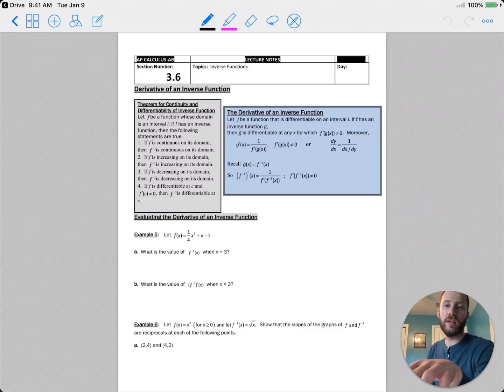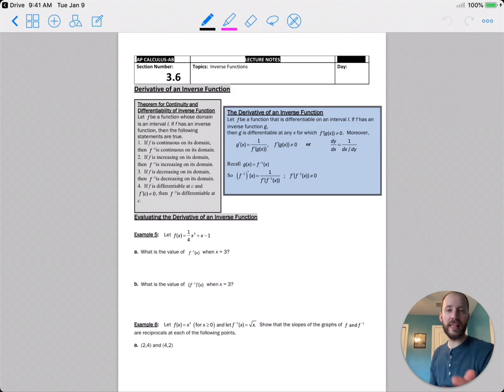Hey, the topic today is inverse functions, section 2.6 in the textbook. So remember, going back to Algebra 1, Algebra 2, Trig and Precalc, inverse functions are related to each other because the x and y values, inputs and outputs, are switched with each other. When you graph them, they're reflected over the line y equals x.